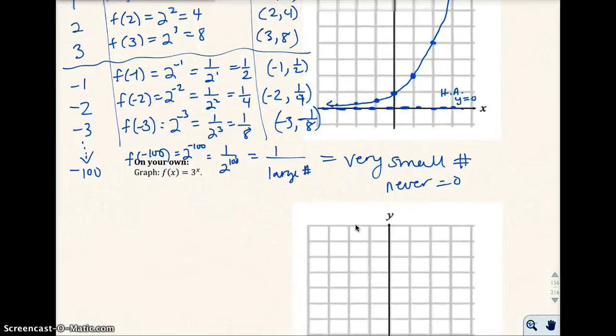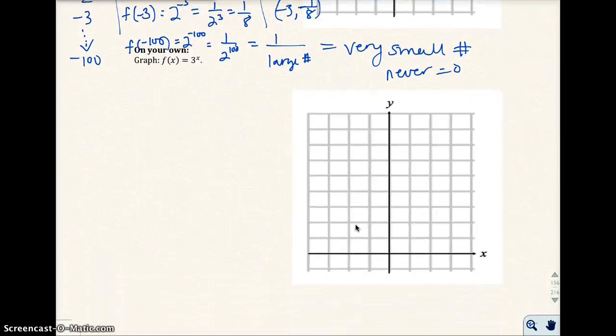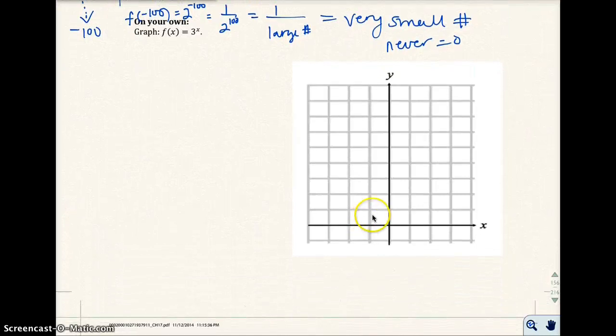Okay. So go ahead and pause the video. On your own, go ahead and graph f of x equals 3 to the x power. And then we'll go ahead and restart the video and check your answer.